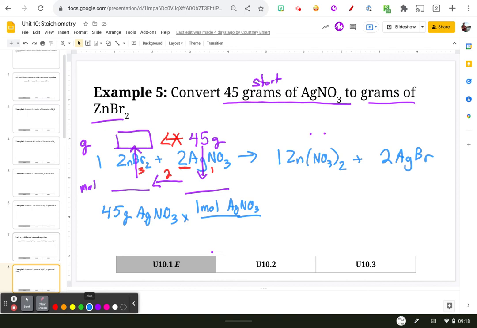All right, so I find the molar mass of AgNO3 on the periodic table. So I have 169.88 grams of AgNO3. So that has gotten rid of my grams of AgNO3. So I've taken care of that step. Second thing, I need to go from moles of AgNO3 to moles of ZnBr2. So that is where the 2 and the 1 come in. So now I've got, for every 2 moles of AgNO3 that react, 1 mole of ZnBr2 reacts.